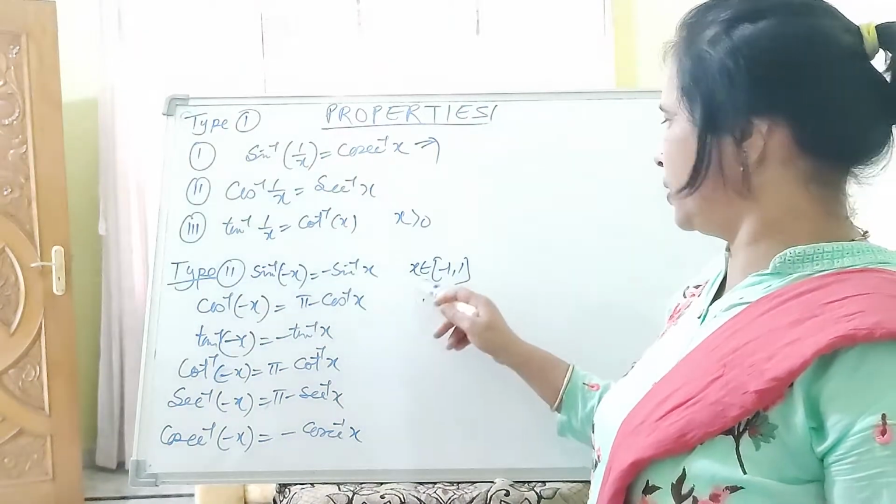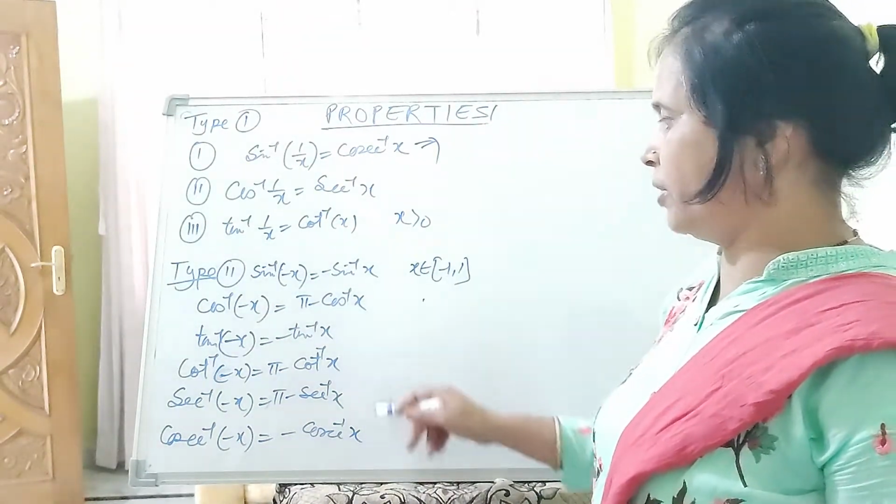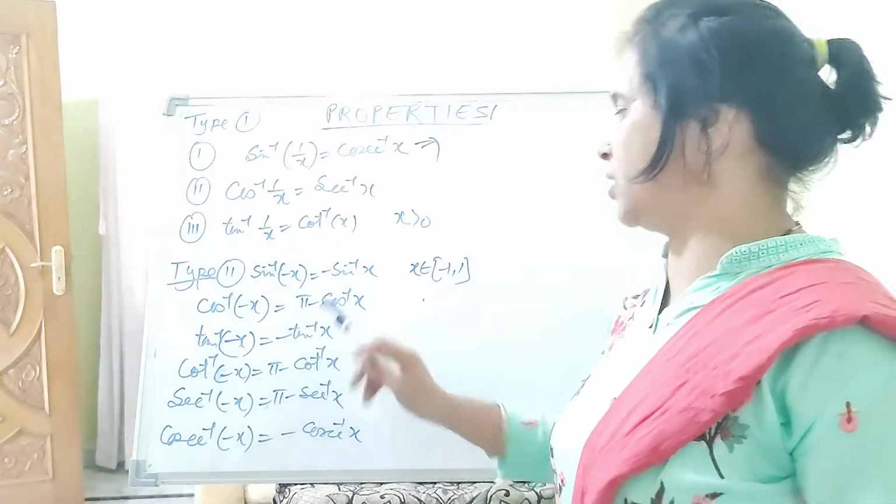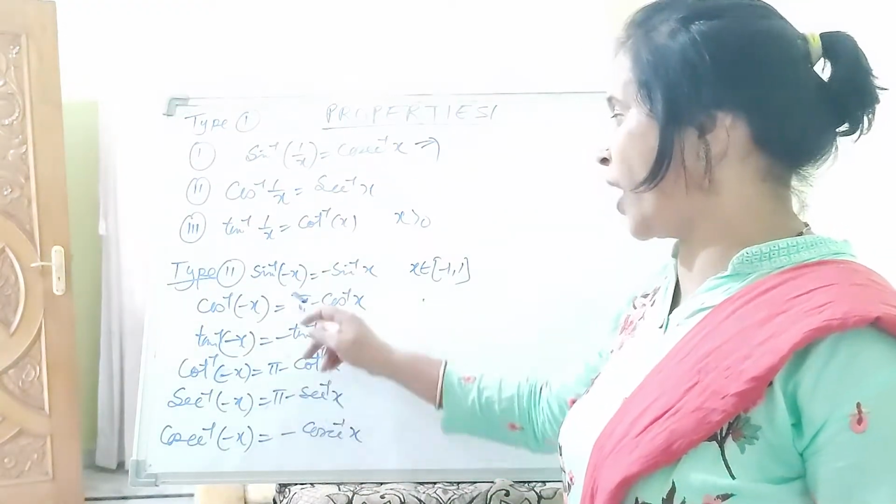Limit provided, all these limits. X will be within the limits in each and every property. Tan inverse minus x is minus tan inverse x. Cot inverse minus x is pi minus cot inverse x.